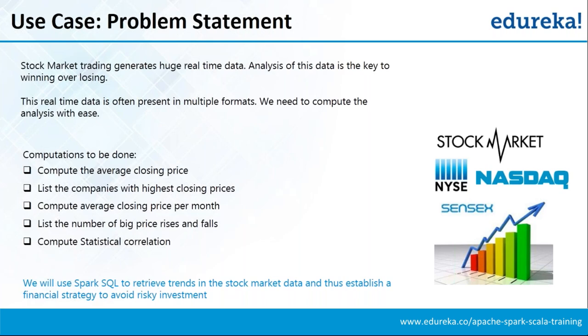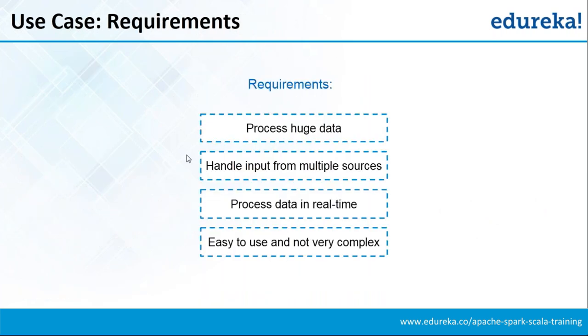So now let's say a company has collected a lot of data for 10 different companies and they want to do some computation. Let's say they want to compute the average closing price. They want to list the companies with the highest closing prices. They want to compute the average closing price per month. They want to list the number of big price rises and falls and compute some statistical correlation. So these things we are going to do with the help of our Spark SQL statements. So this is our requirement.